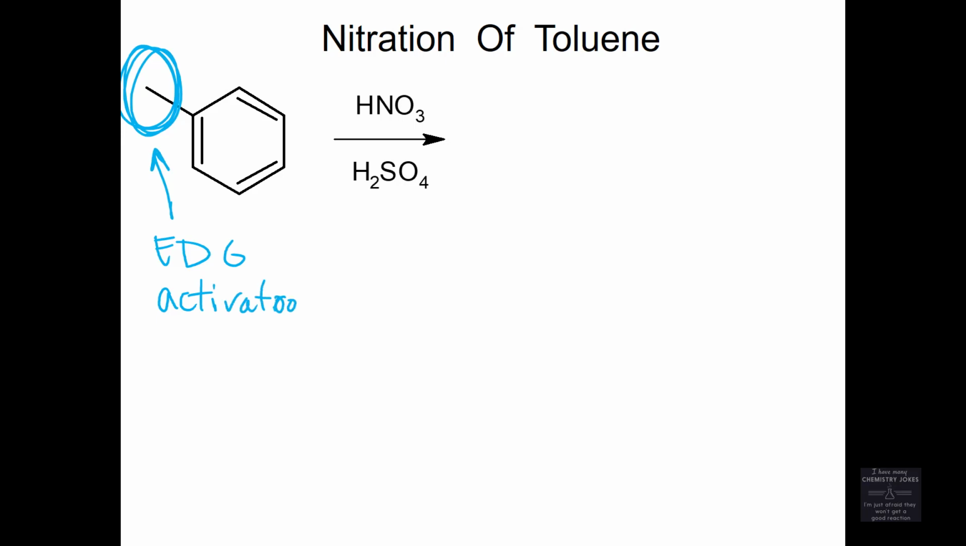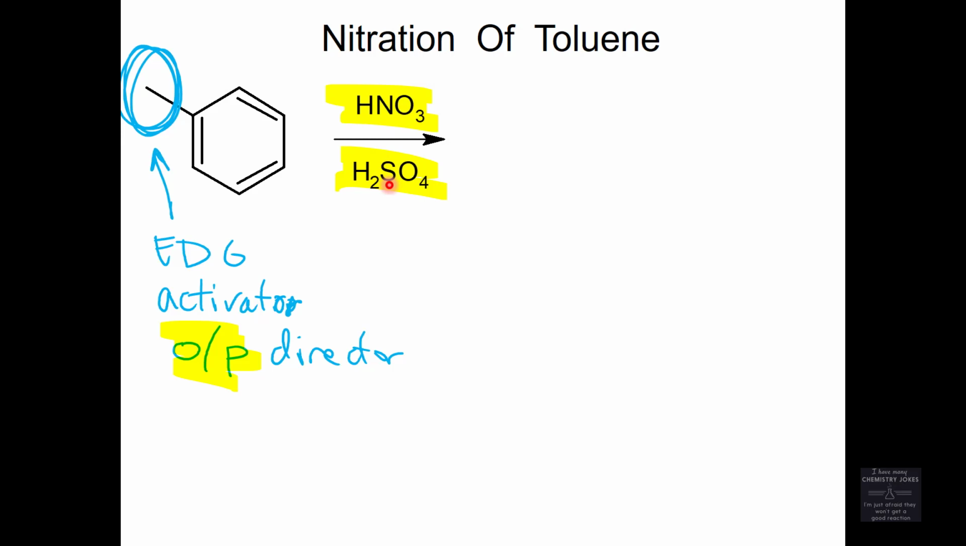I know you don't know what that means yet. Hold on. Because it's an activator, that means it's an ortho para director. What? It does mean that. We'll explain and refine that definition as we move along. But what it means in the long run is blue circle group activator. So therefore, when you add this stuff, whatever this stuff is, it's going to go here.